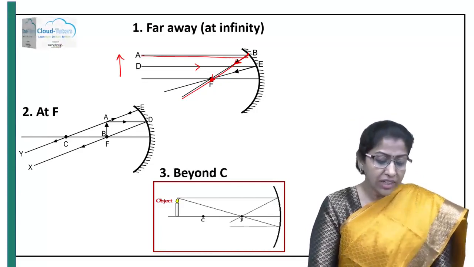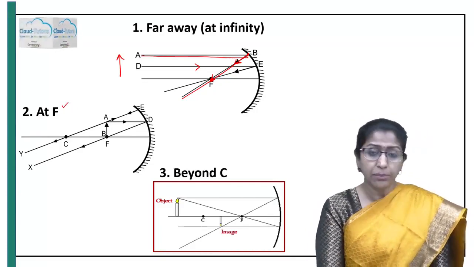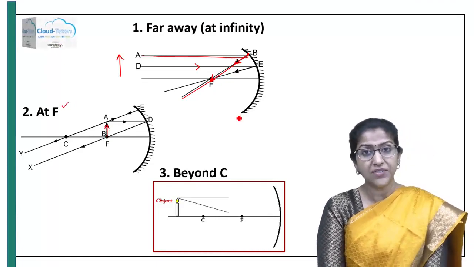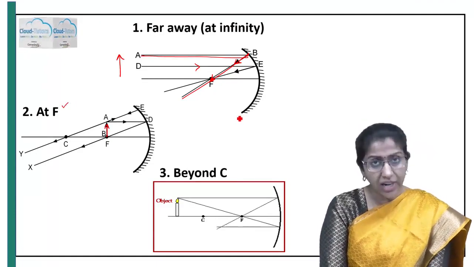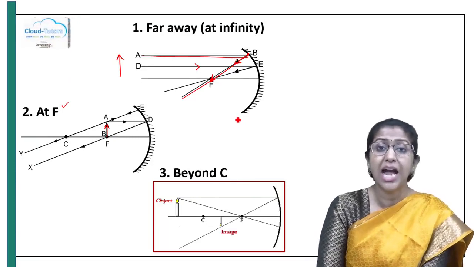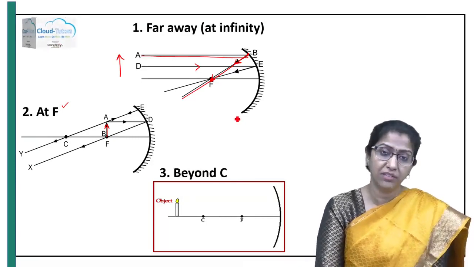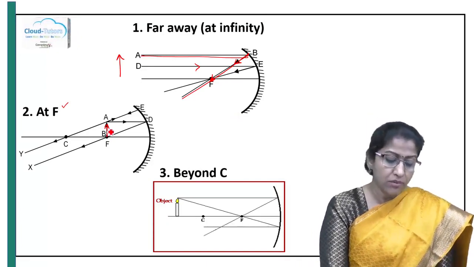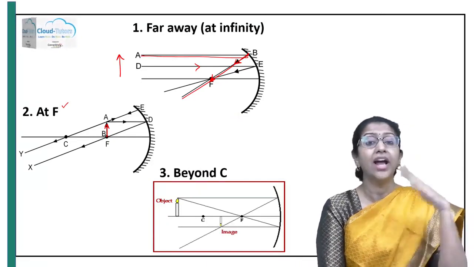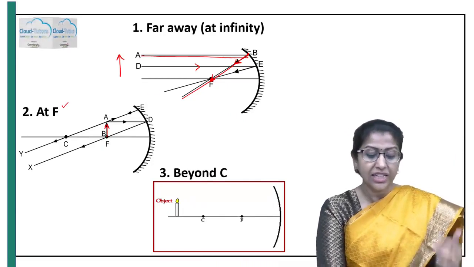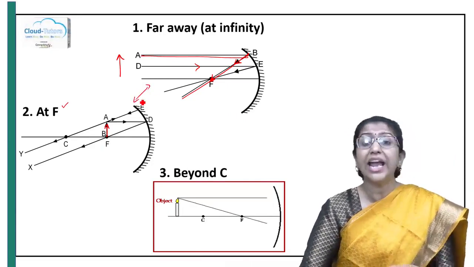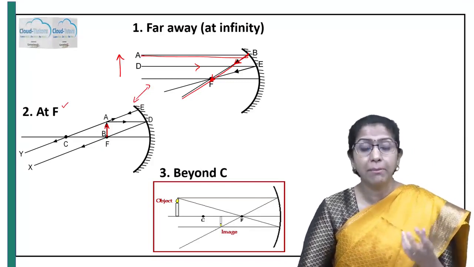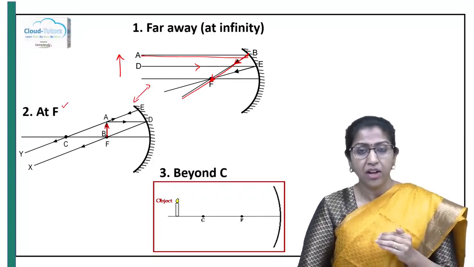Alright, so when you look at the second case, that is when we keep the object at F itself. In the first case we had kept it at infinity, that is far away, and it formed the image at F. Now inversely what we are doing, we are keeping the object at F. So where is the image formed? It is formed at infinity. So these two cases are inverse of each other. So this is a nice way to remember all of these cases.